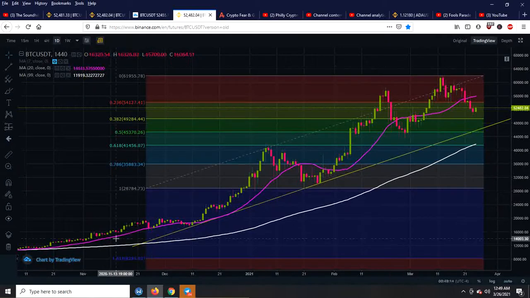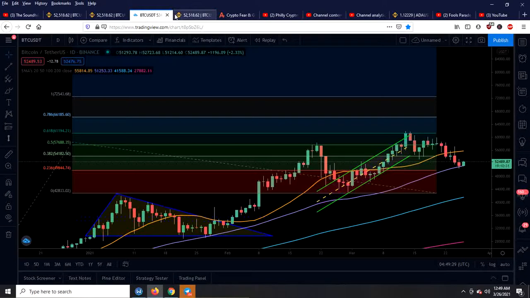Okay, the 0.5 fib, guys, or the 0.618, if we were to have some selling: 45,370 is the 0.5 fib, and 41,456 is the 0.618. Remember those numbers, okay? Because I like to look ahead, right? Now, also I want to bring your attention to the fact that on the daily time frame, the 50 simple moving average is holding right now, okay?